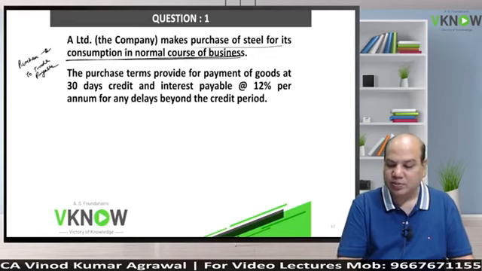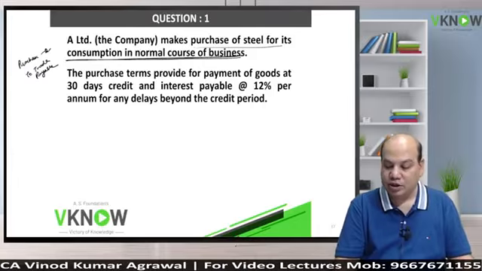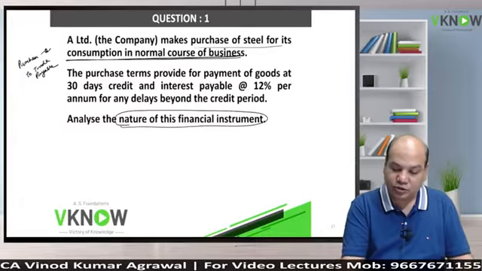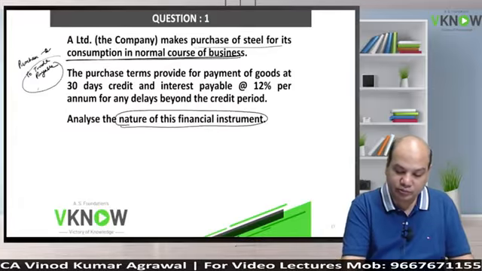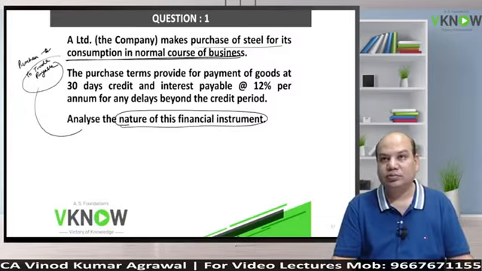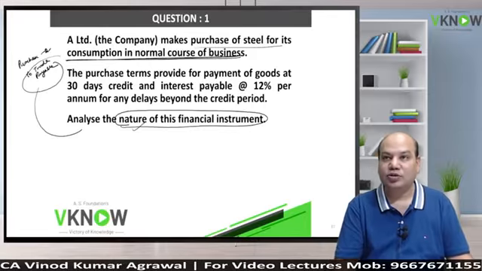A Limited makes purchase of steel. The purchase terms provide for payment of goods at 30 days credit and interest payable at 12% per annum for any day beyond the credit period. Analyze the nature of this financial instrument. So the question is whether this trade payable is a financial instrument, and what kind of financial instrument.